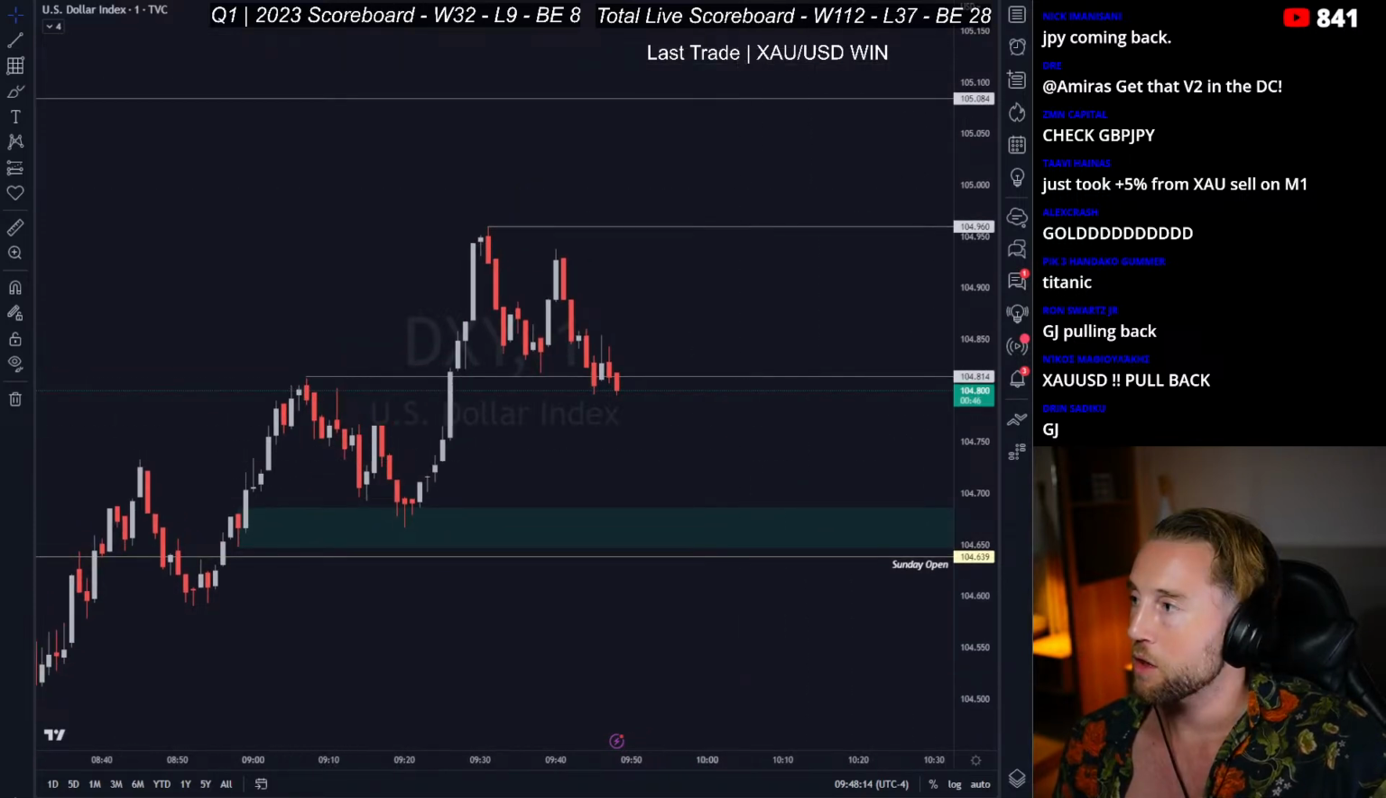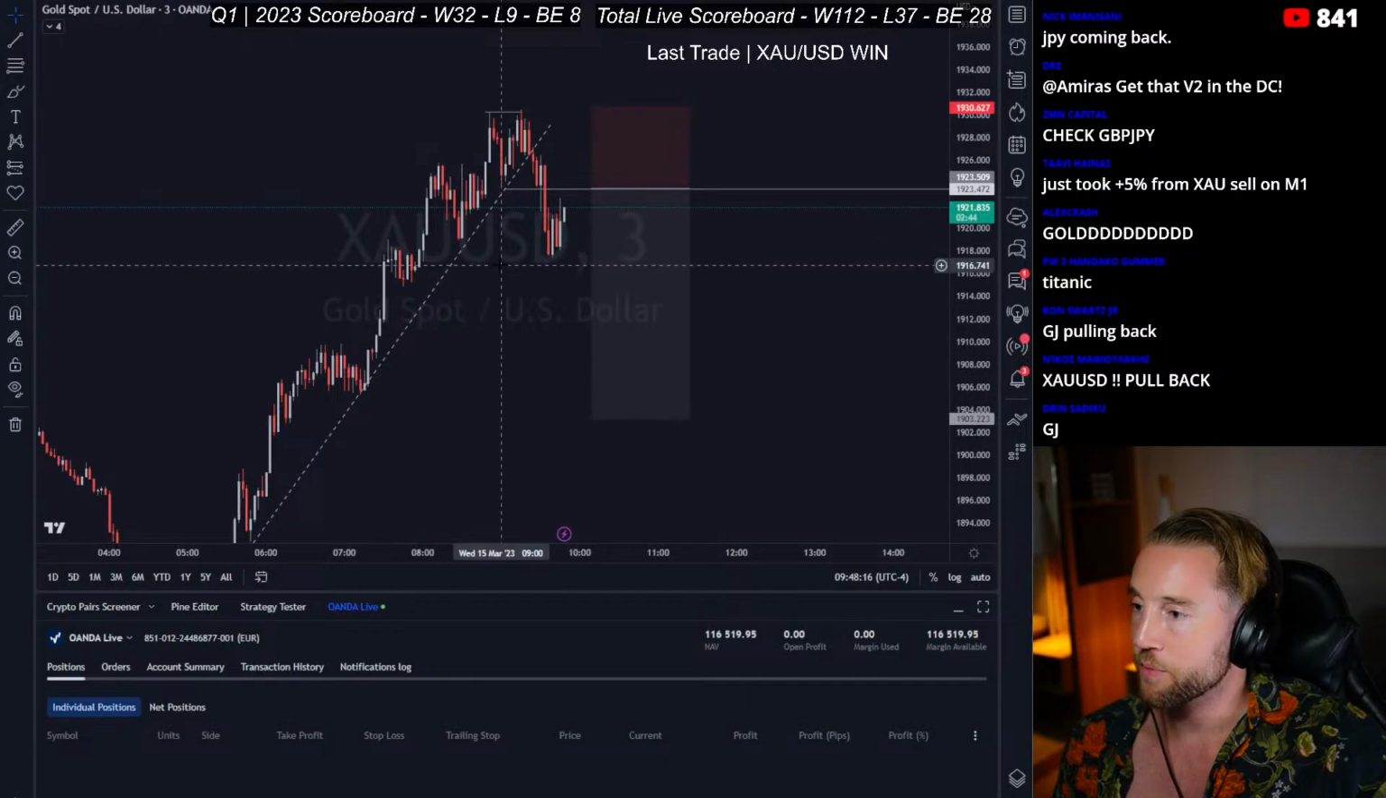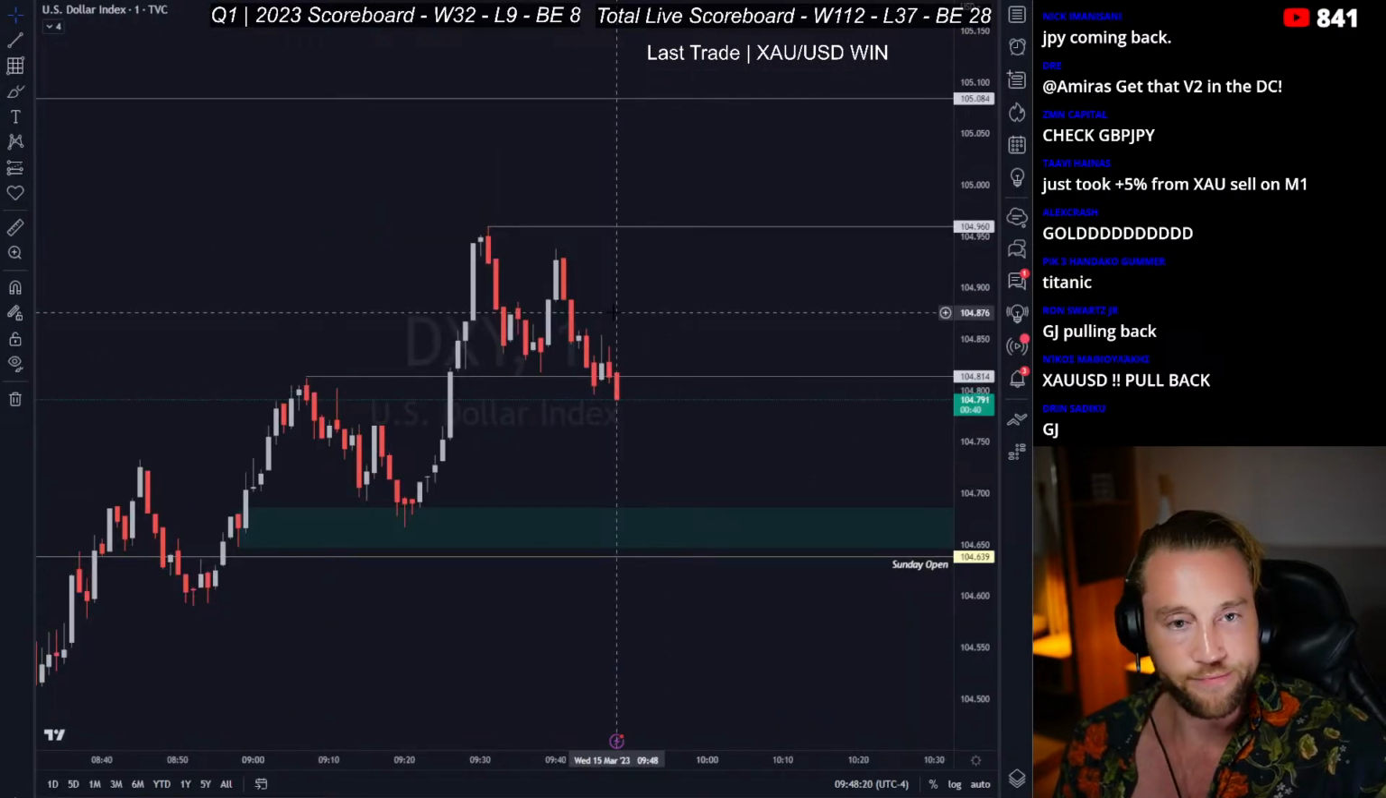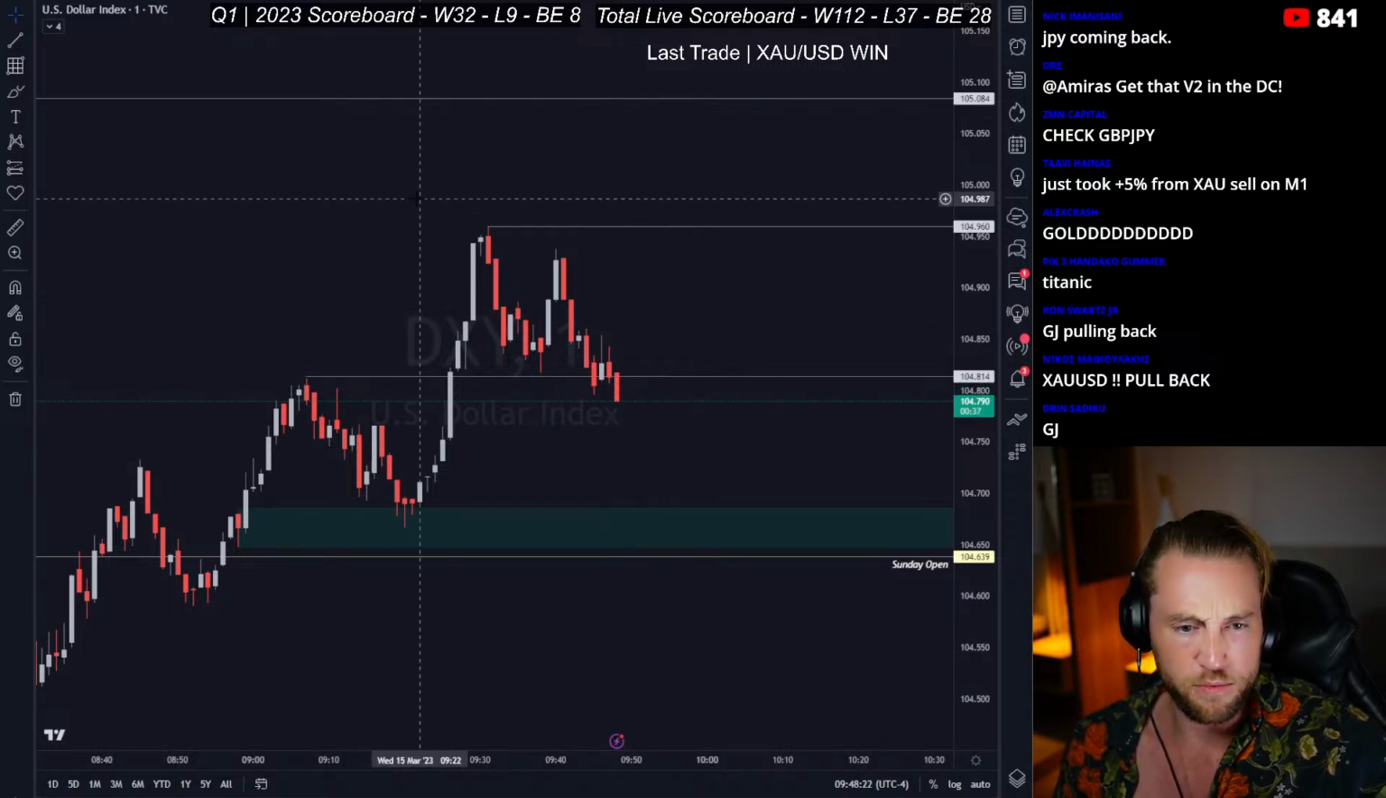Okay. So for gold right now, we are actually coming up to that zone, but because the dollar broke that low, we're gonna be patient here. Because now the dollar broke the lows here.